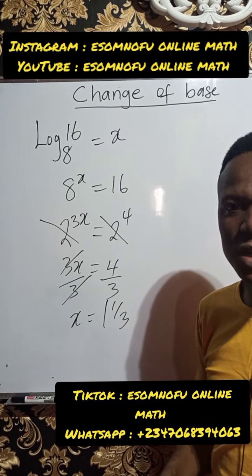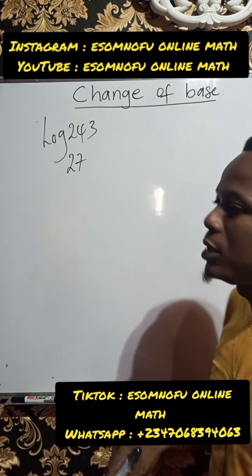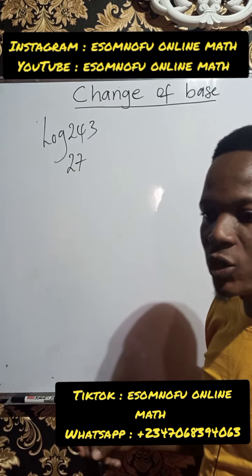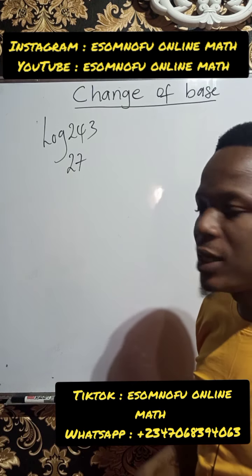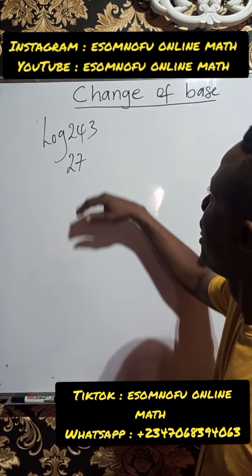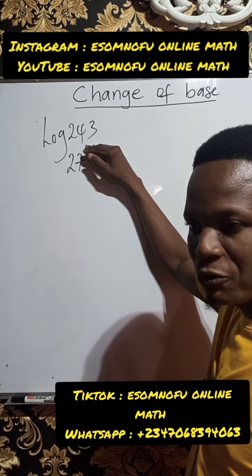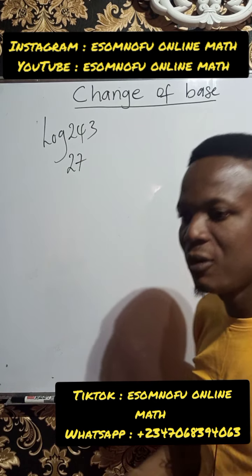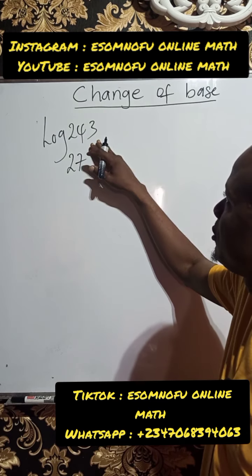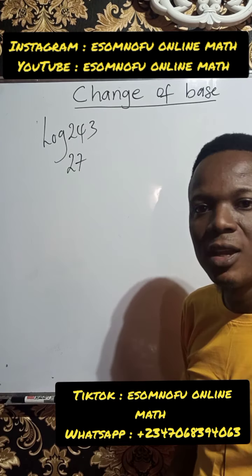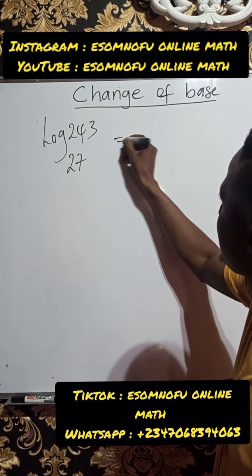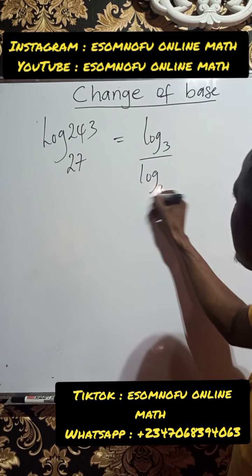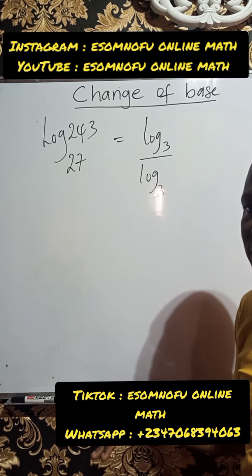Let us take one more question and change the base. Okay, look at this one. We have the logarithm of 243 to a base of 27. You will see that there is no power I'm going to raise 27 to get 243. 27 power 2 is even more than 243. Therefore, I know that the smallest factor of 243 and 27 is 3. So I can change the base to 3. I will just write base 3 over base 3. I'm changing the base to 3 since 3 is the commonest factor.